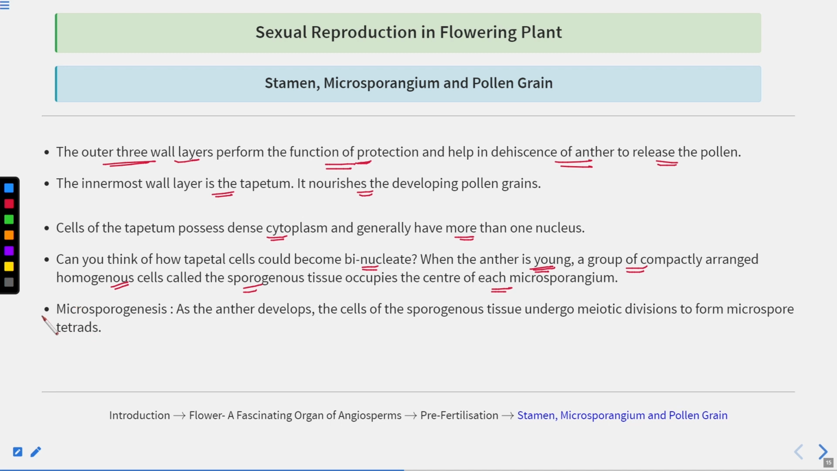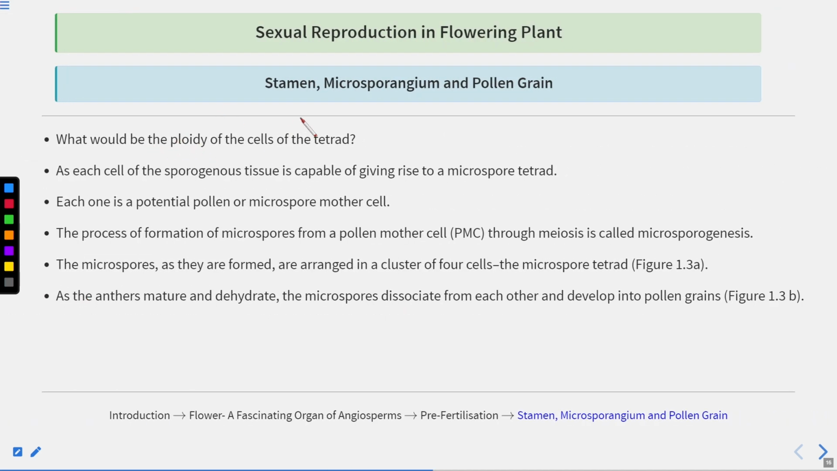Clear? Now microsporogenesis, let's study about the microsporogenesis. Now as the anther develops, the cells of the sporogenous tissue undergo meiotic division. So sporogenous cells should be diploid because meiosis usually takes place in the diploid cells. So there is meiosis in the sporogenous tissue, which leads to the formation of microspore tetrads. Tetrad means 4 cells. 4 cells are formed in the tetrad. Clear? So we are talking about microsporogenesis here. Now what will be the ploidy of the cells in the tetrad? They will be haploid, because they are produced by meiosis. So they will be haploid, meaning they contain one set of chromosomes.